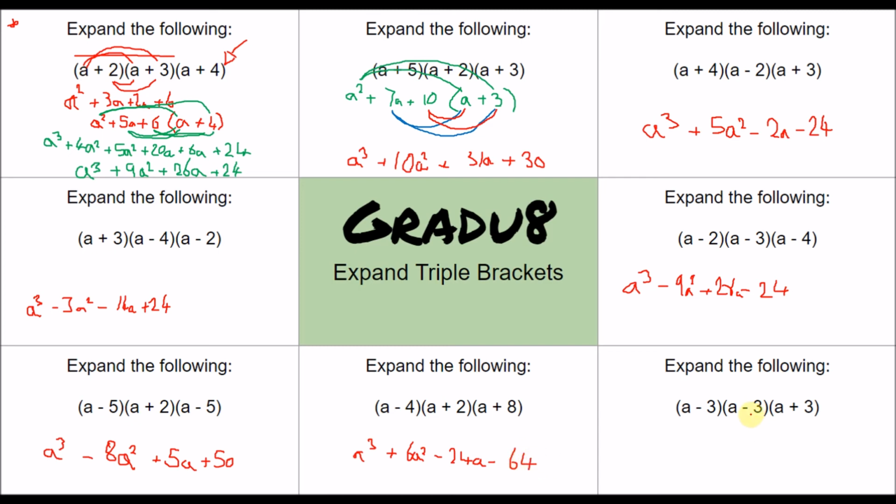Okay, and this last one then, expand out this first one here, so a minus 3 and a minus 3. So you're going to have a to the 3 minus 3a squared. I'll just change that into a slightly more recognisable minus sign. Minus 9a and plus 27.